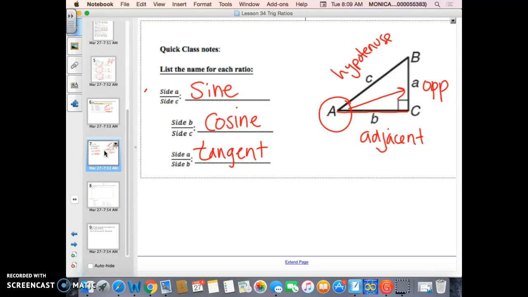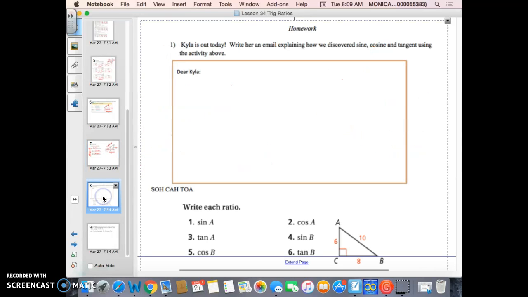And remember, this is opposite over hypotenuse. This is adjacent over hypotenuse. And this is opposite over adjacent. So if the angle changes, you can still set up the same ratios. Sine is always opposite over hypotenuse, just so you know.